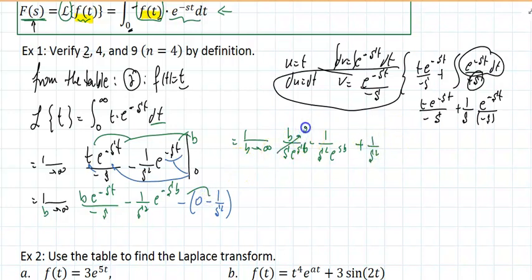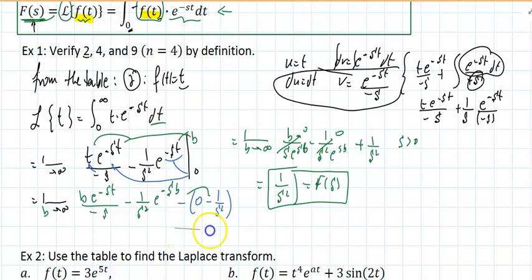Now, this will approach 0 and this will approach 0 as long as s is positive. So, if s is positive, I'm going to get 1 over s squared. And this is what we call F of s.